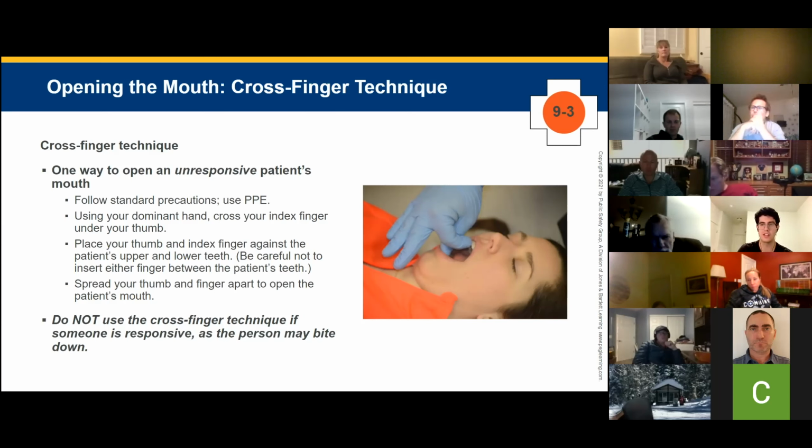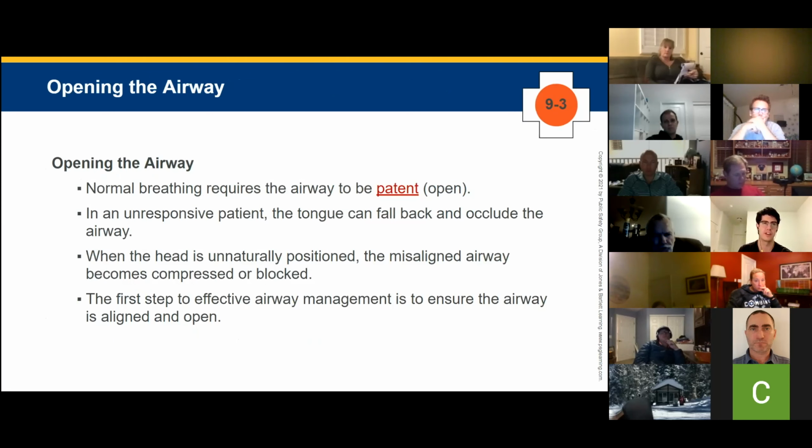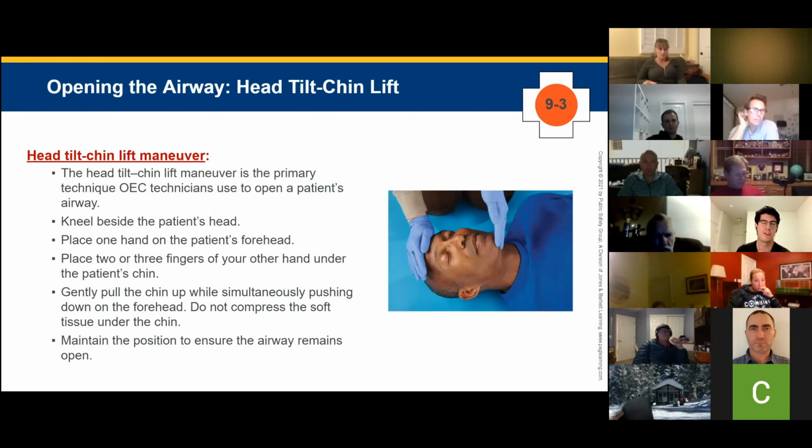So you do that. You see that the airway is clear of foreign body secretions. And then we're going to talk about opening the airway, which is what you all mentioned. First one is your head tilt chin lift.